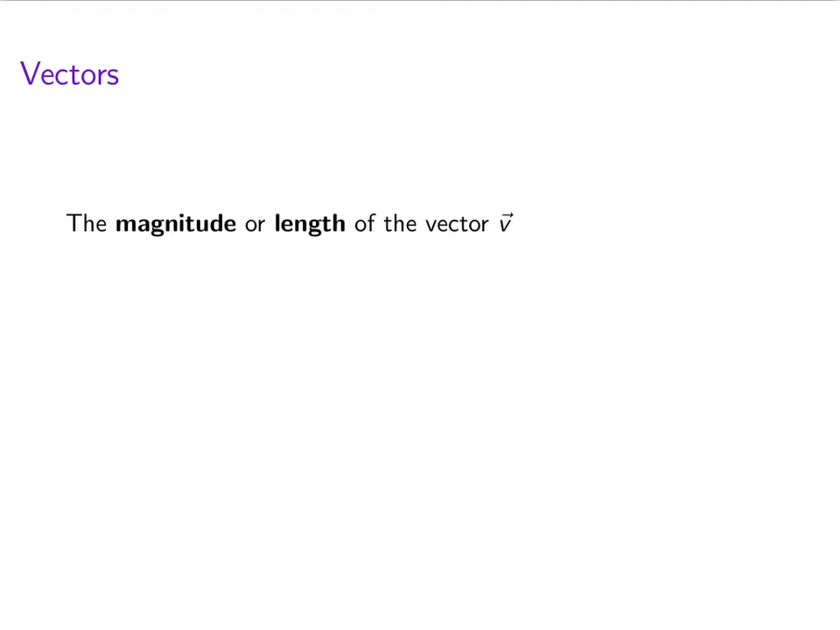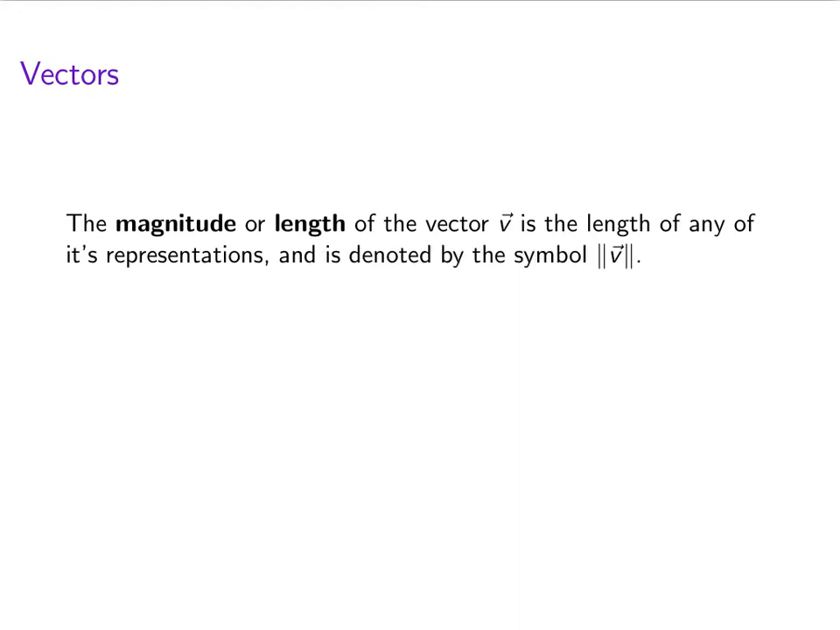Hello, calculus fans. Let's talk about the magnitude, or the length of a vector. It's the length of any of its representations, and we're going to denote it with this symbol. It looks like an absolute value, but it's got double bars, so that's what we mean by the length of a vector.